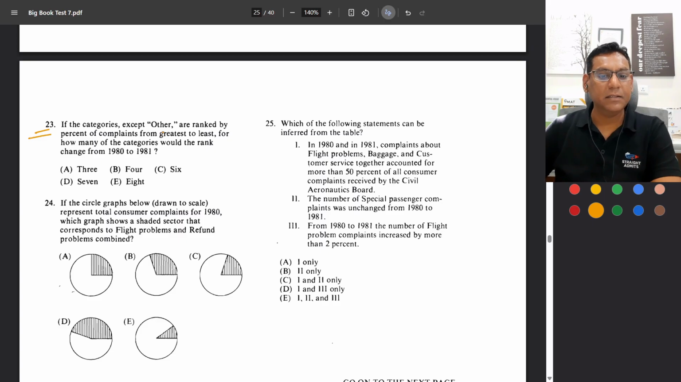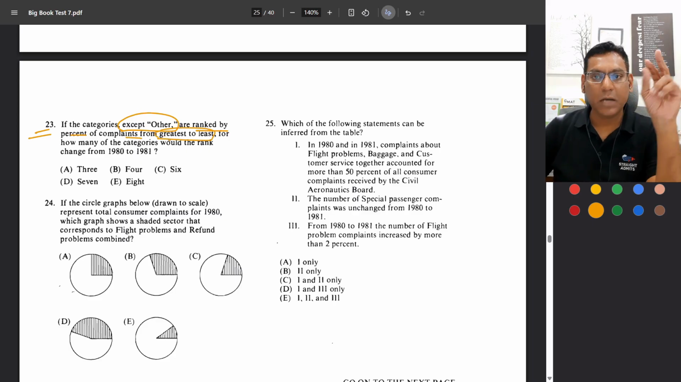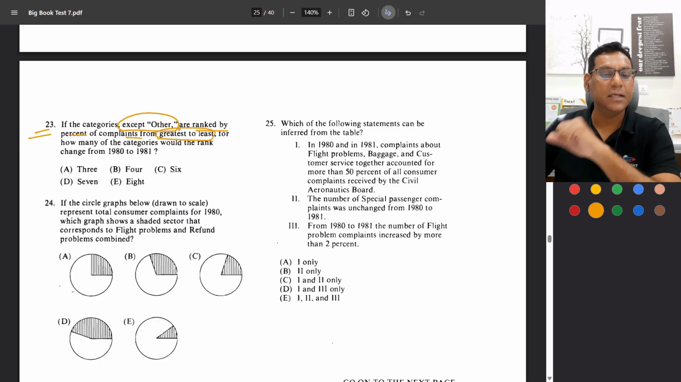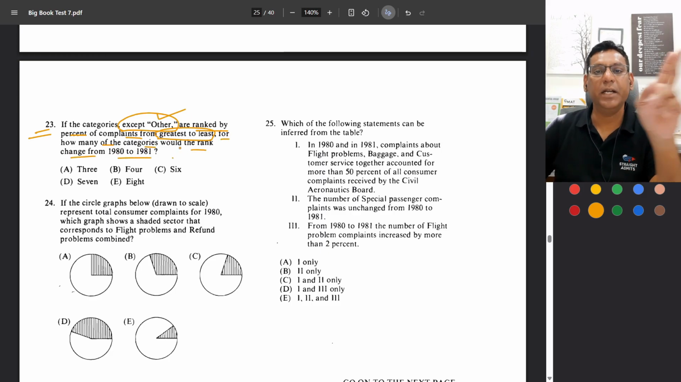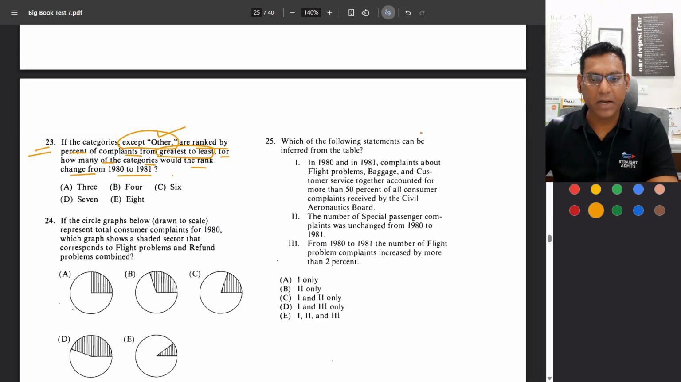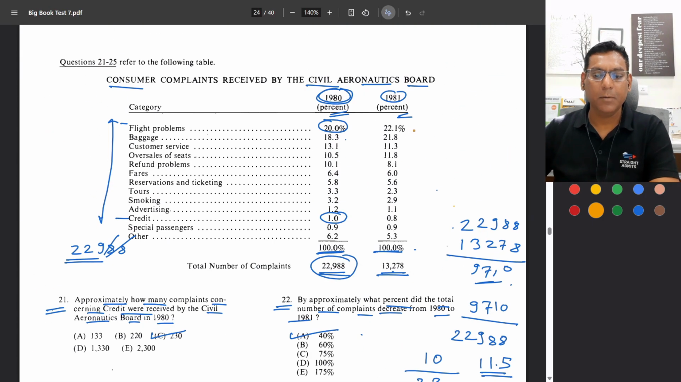Let's look at question 23. If the categories except other, that means all other categories, are ranked by percent of complaints from greatest to least. Okay, so the highest category, second highest, third highest, like that, and we are ignoring the other category. For how many of the categories would the rank change from 1980 to 1981? So let me first find out the ranks.